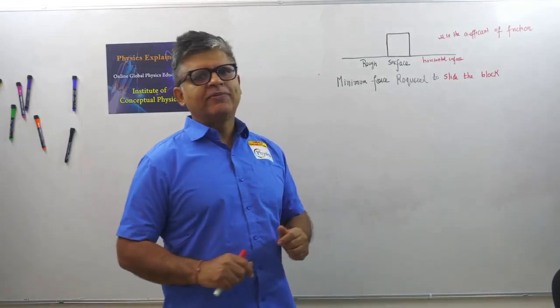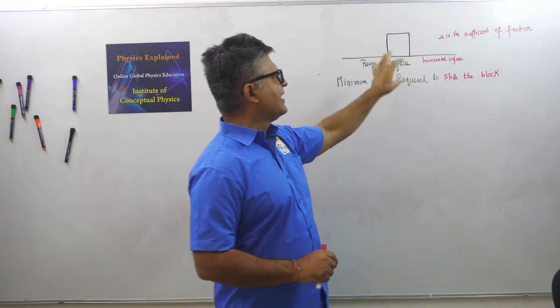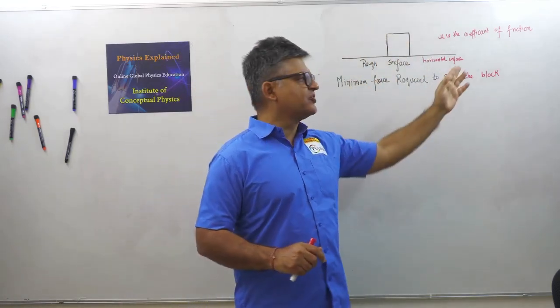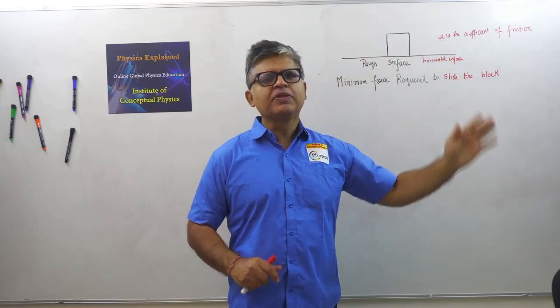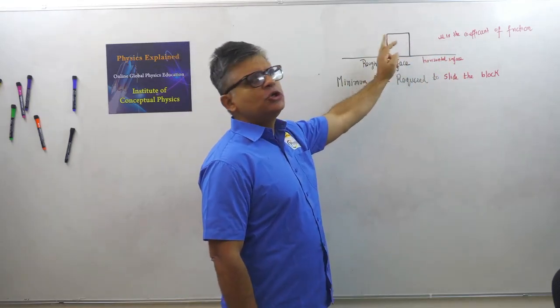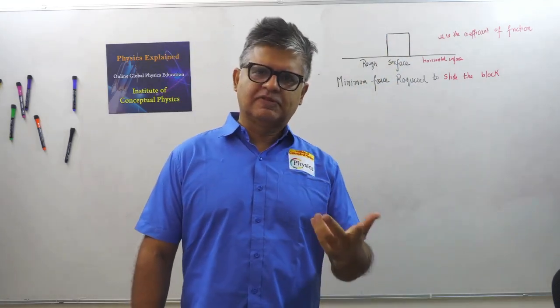Let's now worry about this question. This is a block of mass which is lying on a horizontal surface. There is a coefficient of friction which is given to you. The question is, what is the minimum force to be applied on this block for it to move horizontally, right?